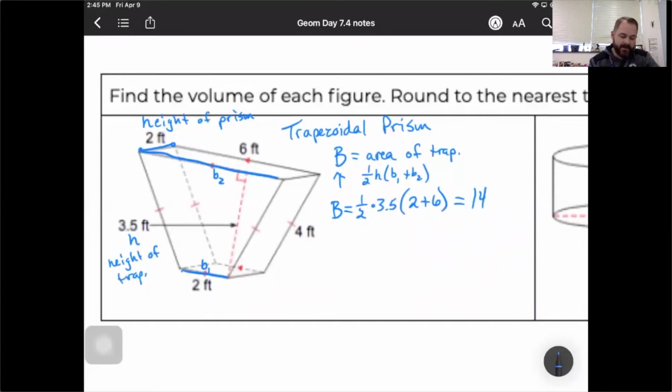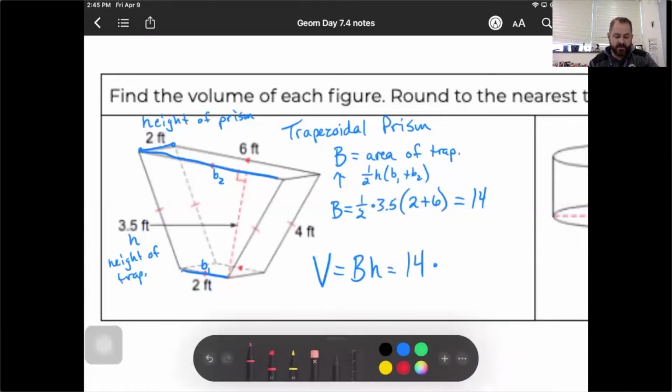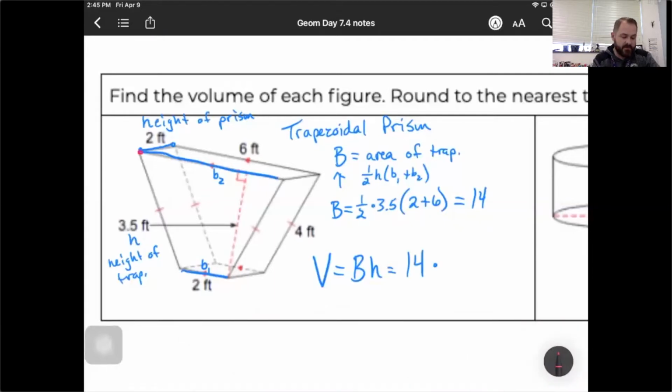I'm going to take that to use in my volume calculation. I'm going to do the area of the trapezoid. Remember, volume is base area times height. So I'm going to do that 14 times the height of the prism, which is the distance from one trapezoid to another. That's 2. So when we multiply those, we get a total volume of just 28 cubic feet.